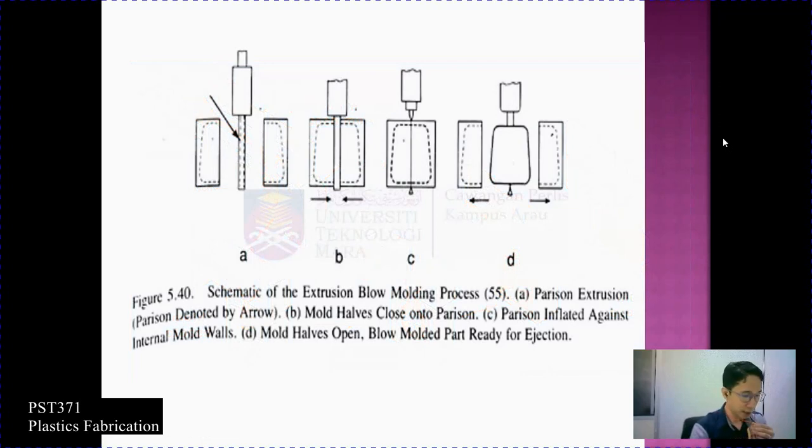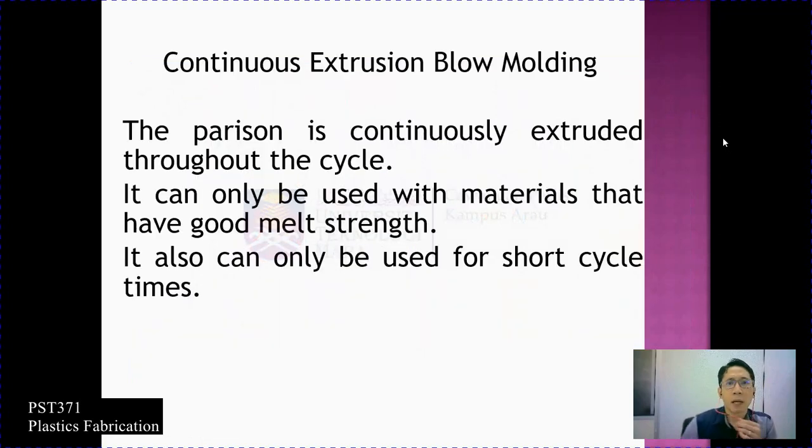This is some of the illustration again. And then the parison is continuously extruded through the cycle. It can only be used with material that has good melt strength. It also can only be used for short cycle times. So only specific materials can be used for extrusion blow molding. The first one, you need to use a good melt strength polymeric material. So either you modify it, add some fillers, or adjust the processing parameters.